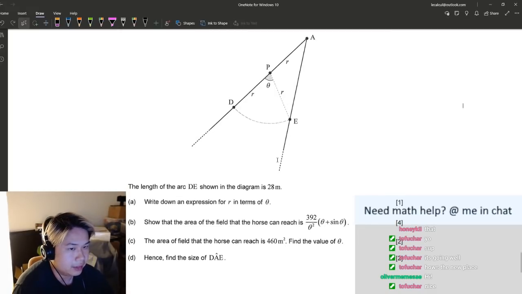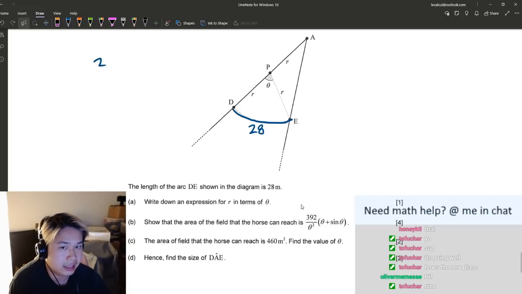The length of the arc DE is 28. So I know that this is 28. Okay, write down an expression for r in terms of theta. So we know that the arc length is 28, and we know that arc length is r times theta. So in other words, we want an expression for r, so r is equal to 28 divided by theta.